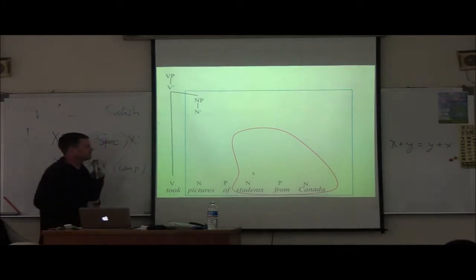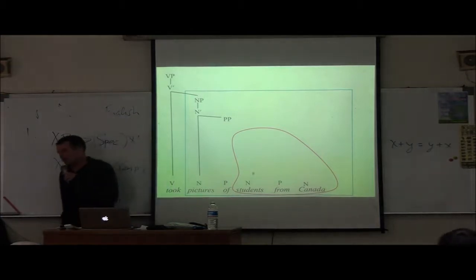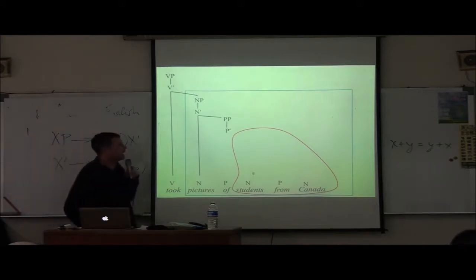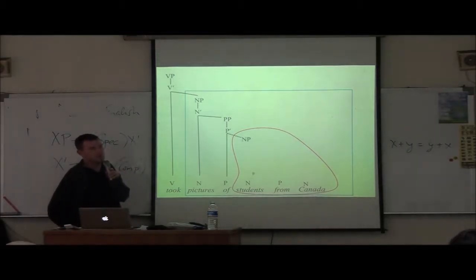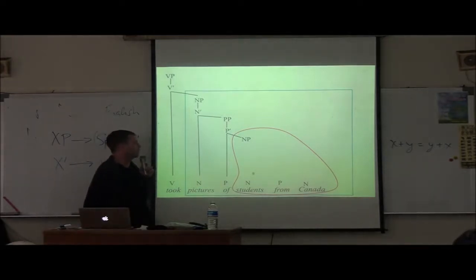All right, so this PP will be the daughter of N bar and the sister of N. Of students from Canada is a prepositional phrase. It's obvious that the head of that phrase is P. And objects of prepositions are complements. So this NP, students from Canada, will be the daughter of P bar and the sister of P.